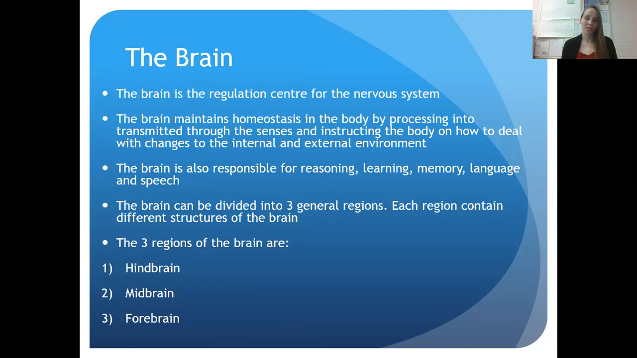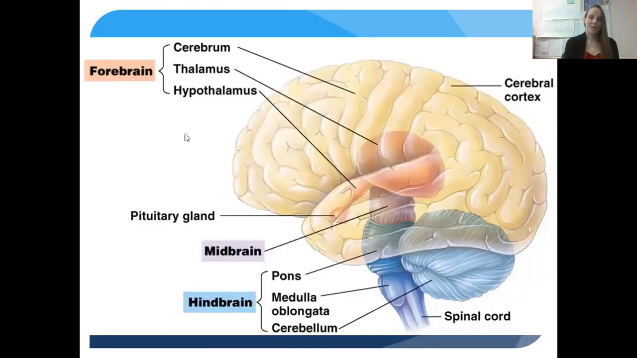The brain's also responsible for reasoning, learning, memory, language, and speech. And there are 3 general categories of regions of the brain. These are the hindbrain, the midbrain, and the forebrain. So the forebrain is made up of the cerebrum, the thalamus, and the hypothalamus. The midbrain is right here in the middle of the brain, and then the hindbrain is made up of the cerebellum, medulla oblongata, and pons.